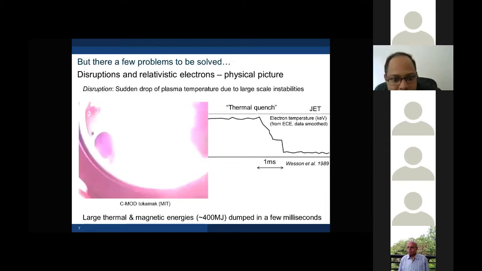This is what I said loosely as magnetic energy being dumped. So in short, it's a strong change in the electromagnetic structure that is causing large mechanical loads on the surrounding structures. Is that clear, Professor? Please go ahead.